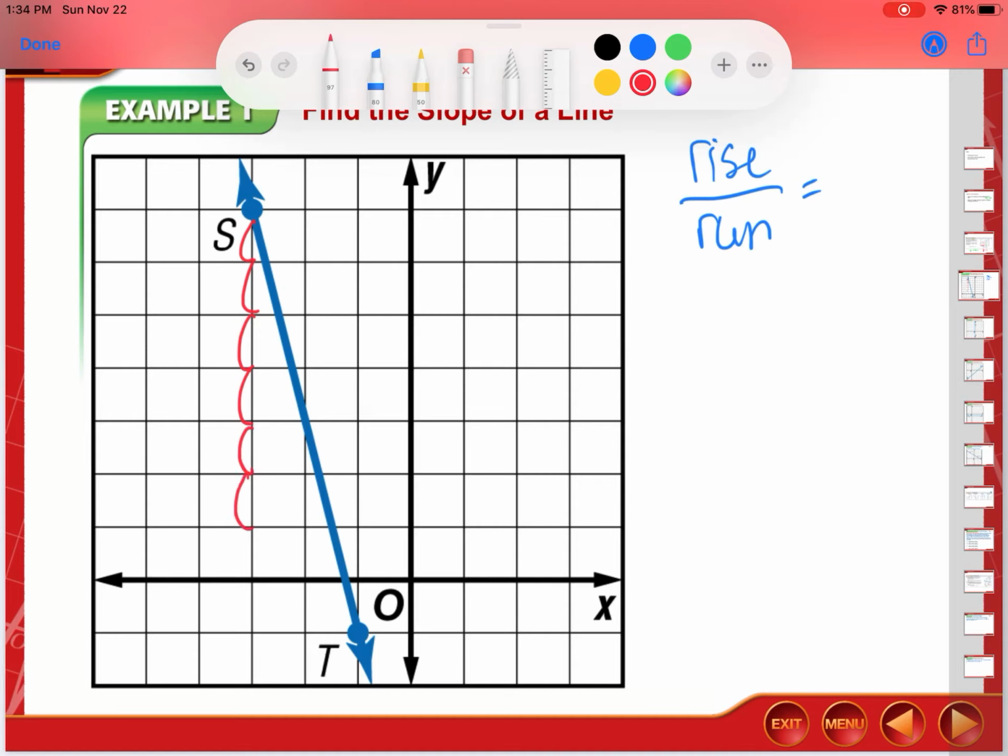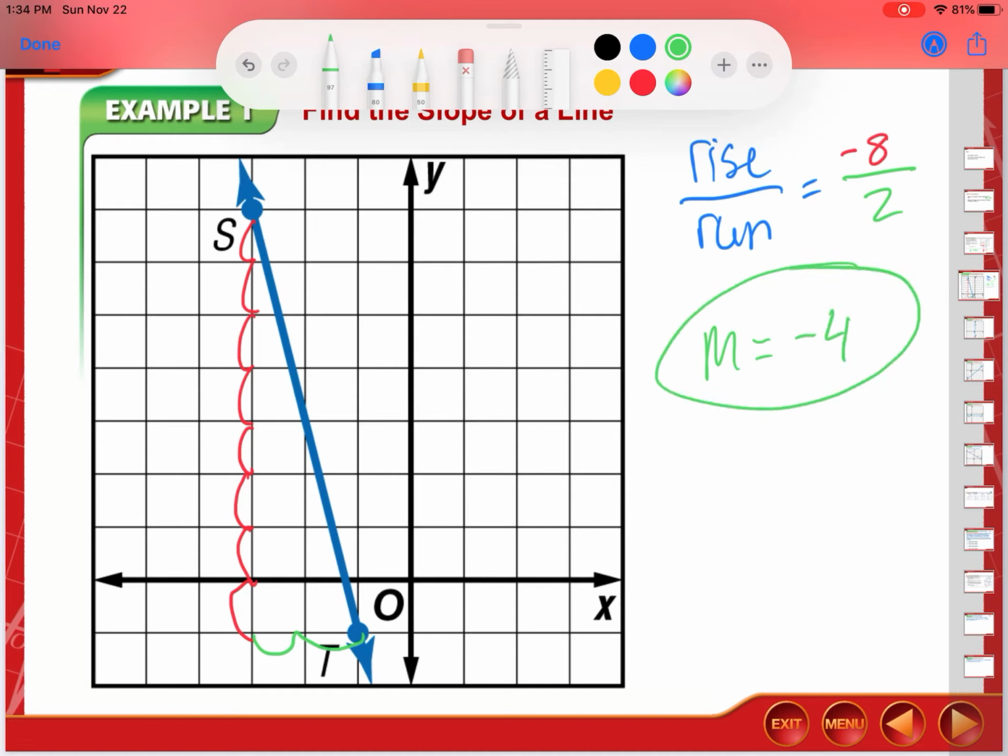Let's get red. 1, 2, 3, 4, 5, 6, 7, 8. So our rise is going to be -8 since we're dropping. And then our run is going to be 1, 2. Our run is positive because we're moving from left to right. So our slope ends up being -8/2, which we can simplify to m equals -4 for our final slope.